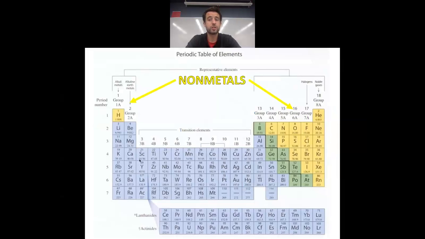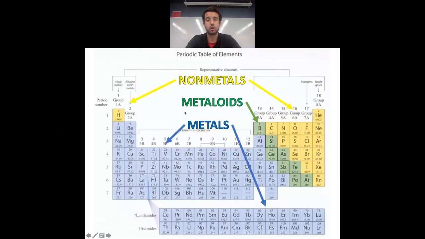The last thing I wanted to talk about here is where the nonmetals are, where the metalloids are, and where the metals are. In general, the trend is if you're on the left side of the periodic table, that's where your metals are. If you're on the right side of the periodic table, that's where your nonmetals are. And if you're in the middle on this stair-step line, that's where your metalloids are. One notable exception of things that are on the left side that is a nonmetal is hydrogen. Hydrogen is a gas, so it really can't be a metal.